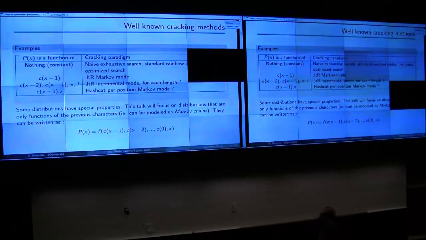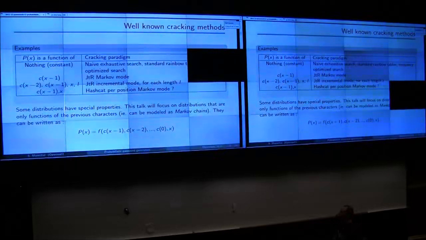More relevant to this talk is the Markov model as implemented currently, which assumes that the probability of occurrence of a character is only a function of the previous character.